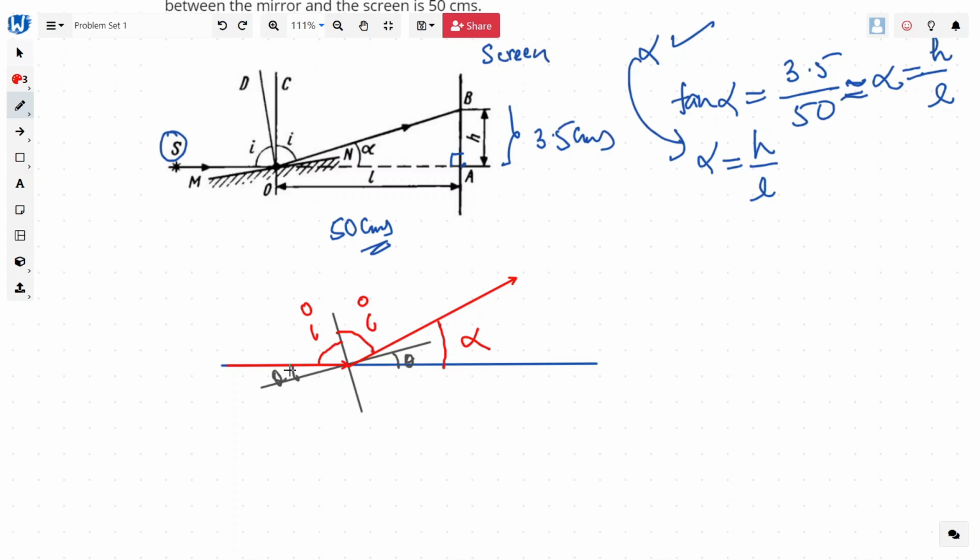Now we can see that this is theta, this is theta, this is I, so this is going to be also I. And theta plus I looks like 90 degrees. Let's write that. I plus theta is equal to 90 degrees, we'll say pi by 2.